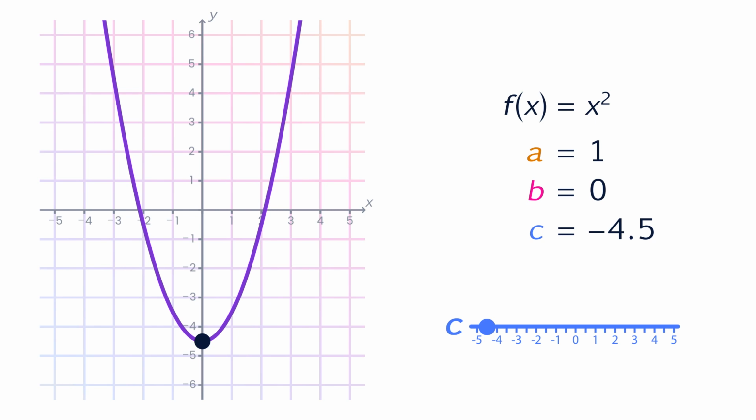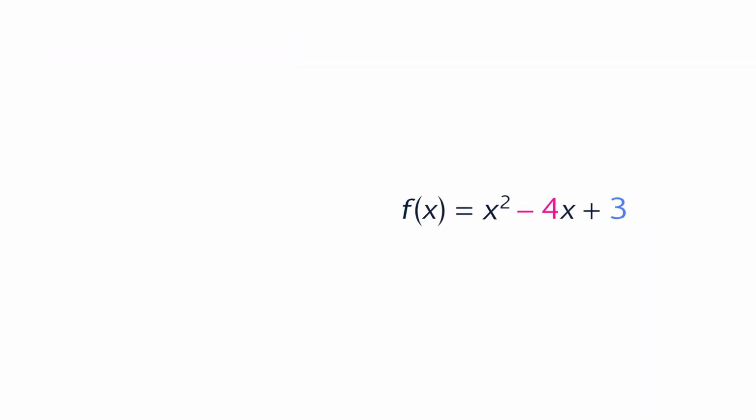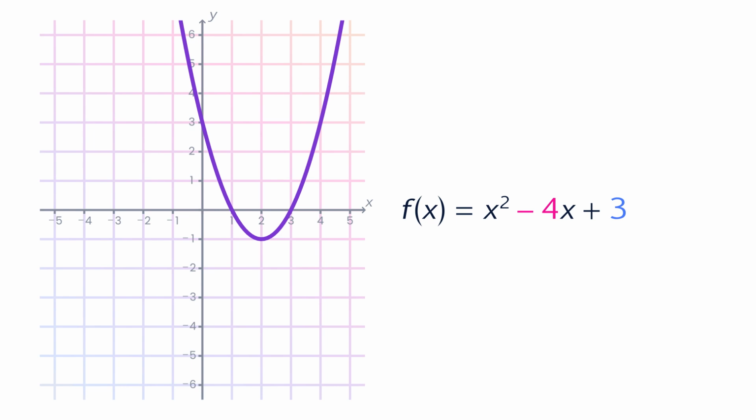Is this still the case if b is not equal to 0? Yes, it is. Let's take a look. Say you have the function f of x equals x squared minus 4x plus 3. The graph of the function f of x looks like this. This point is the y-intercept. Notice that its y-coordinate is 3, which is the coefficient c.